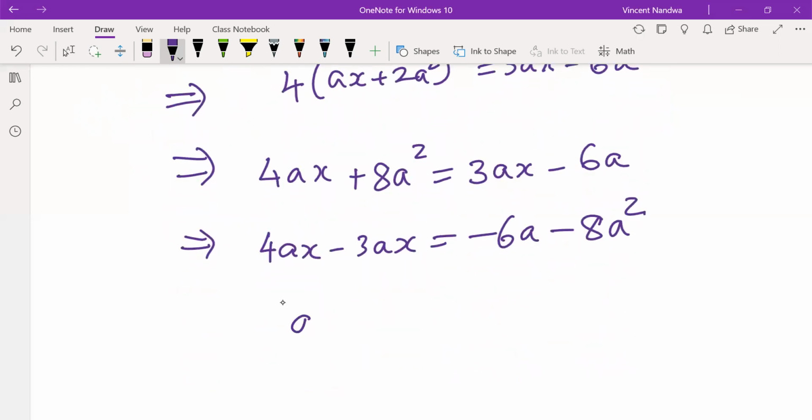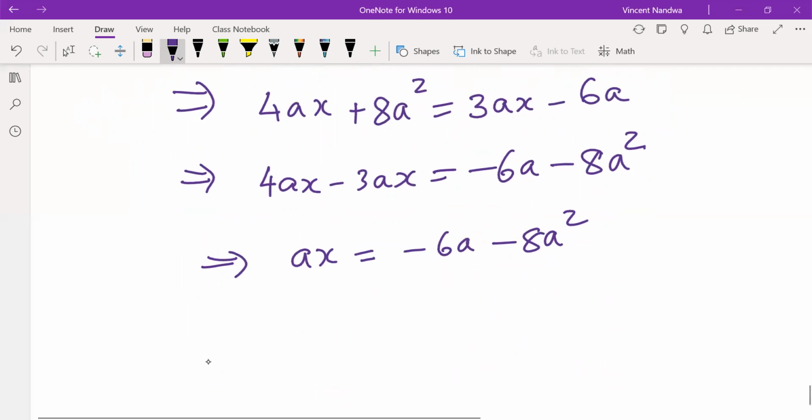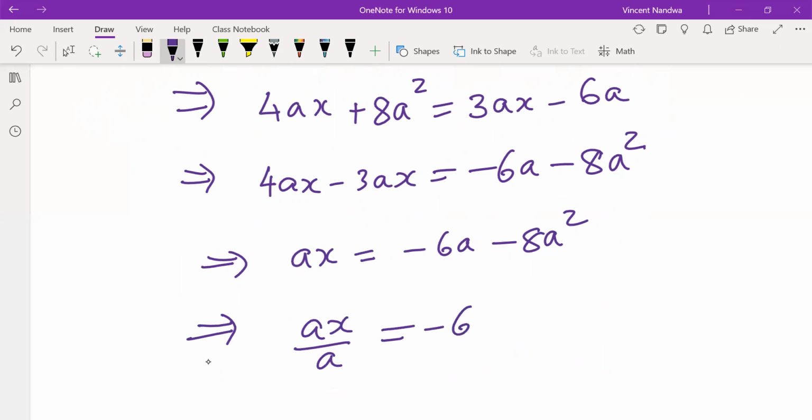So this will give us ax equals to minus 6a minus 8a squared. So now to get x, we simply divide through by a. Which means divide this by a, divide this by a, divide this one by a.